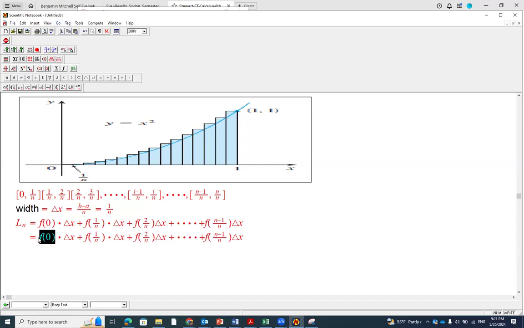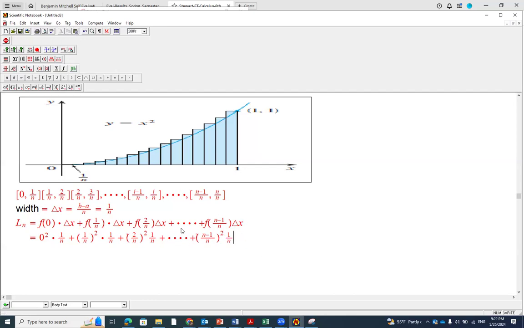F of 0, that's going to be 0 squared, right? And f of 1 over n, that's going to be 1 over n squared. And this guy is going to be 2 over n squared. Then all the way up to this piece, (n minus 1) over n squared. And how about delta x? Delta x is equal to 1 over n for all of them. So we substitute, and we just keep going, okay?